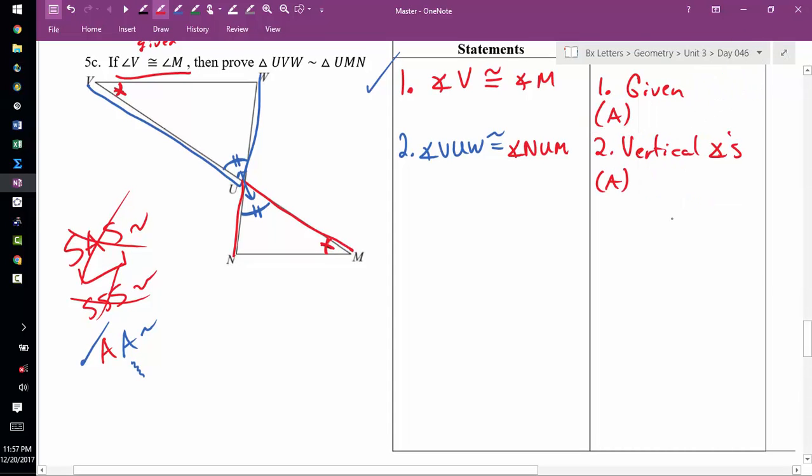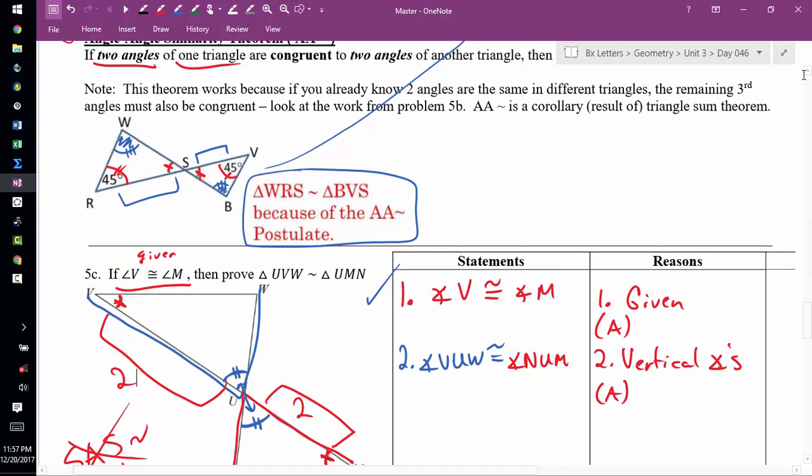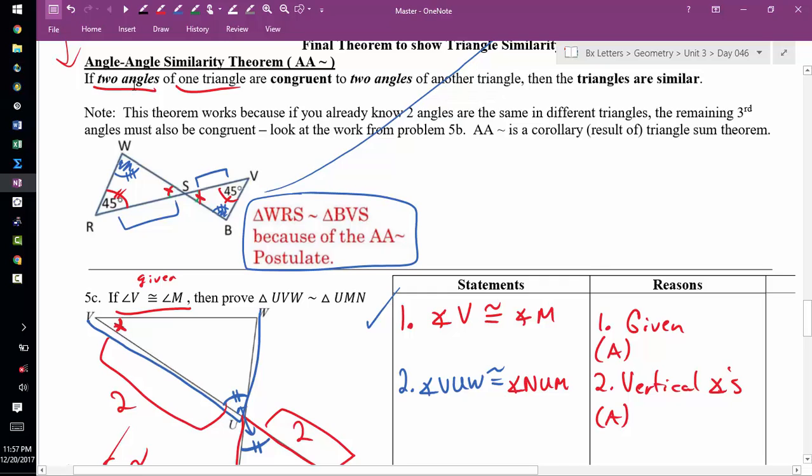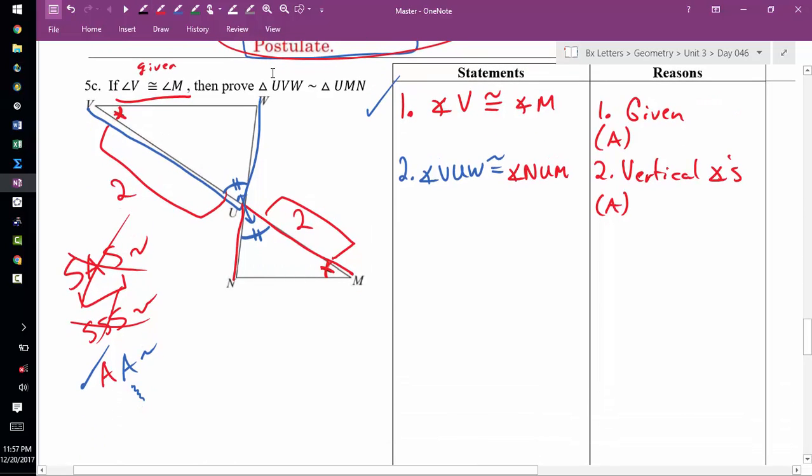So right now I can see I've got two angles in one triangle that are congruent to two angles in another, which is luckily my angle-angle similarity postulate. If two angles from one triangle are congruent to two angles from the other, then I can conclude that the triangles are similar. I can make this statement. So I can prove what they asked me to do. This is just a three-step proof. I can say triangle UVW is similar to triangle UMN.